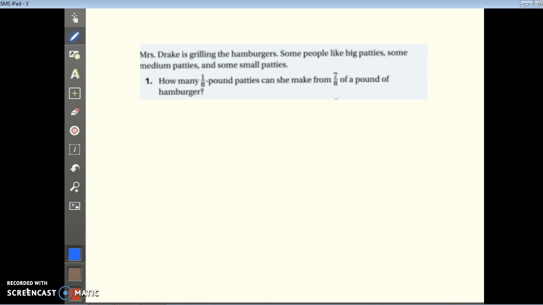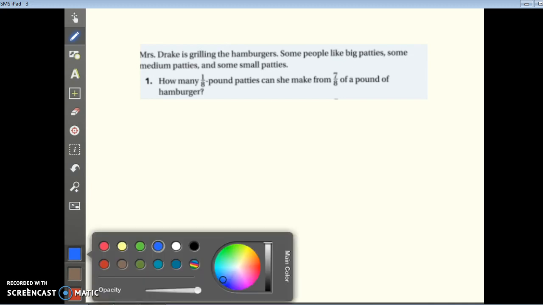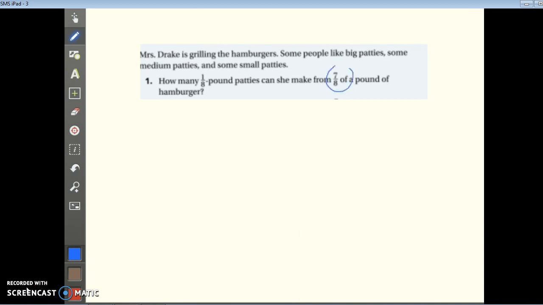How many 1/8 pound patties can she make from 7/8 pound of hamburger? So what do we know from that problem? We know that she's going to start with 7/8 of a pound. So that's going to be our number that we're starting with. And then we're going to split it, or break it up, or I'm going to use the word divide it into 1/8 size pieces. So there's my number sentence.